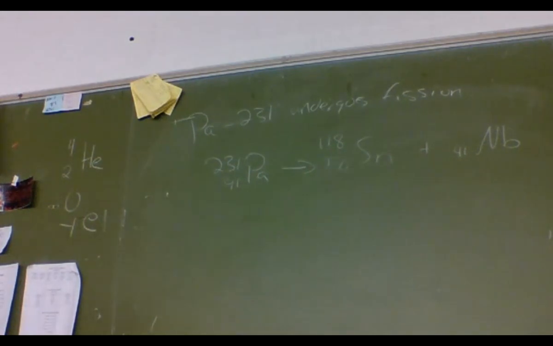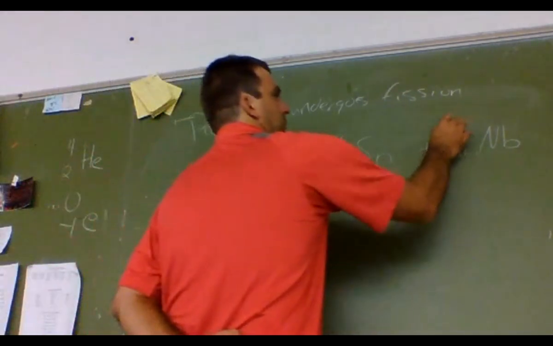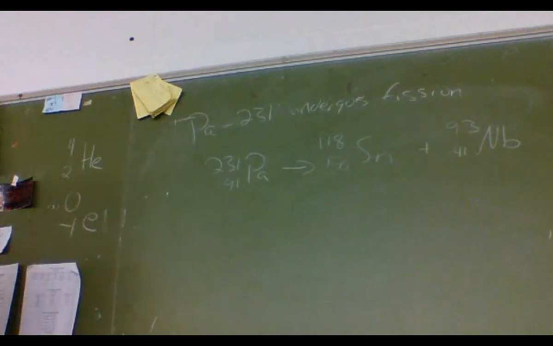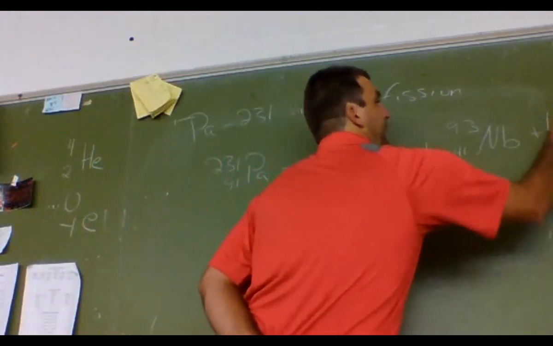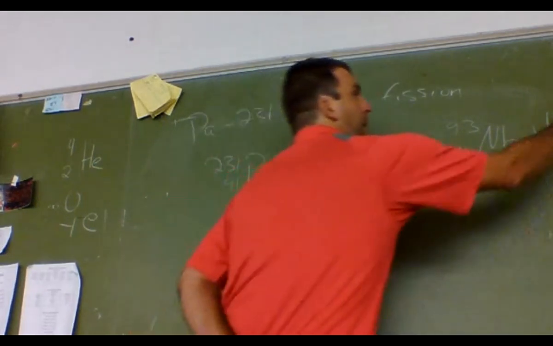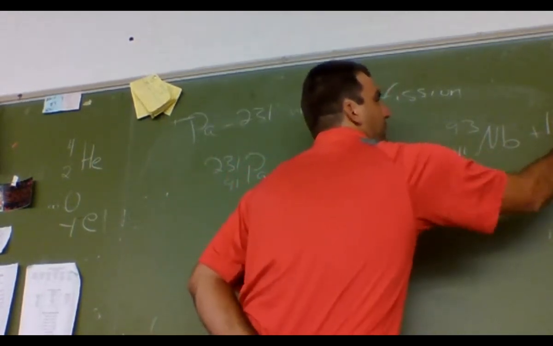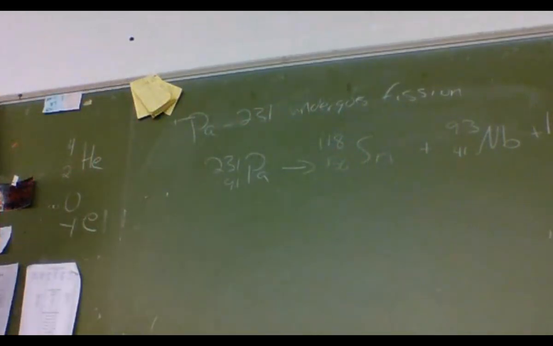What about niobium? 93. Well, that one worked out really well. I did a good job picking. Are my mass numbers balanced? Is 118 plus 93 equal to 231? No. How many short? 10. 10 short. So you know what I do? Plus 10 neutrons. So 10 of 1, 0.